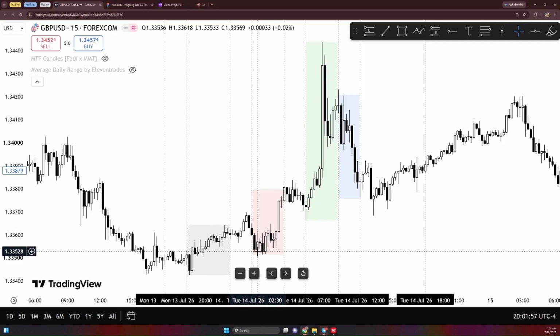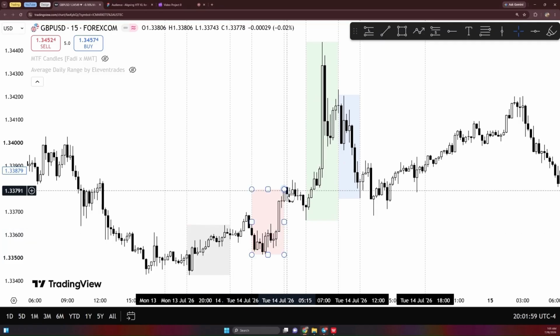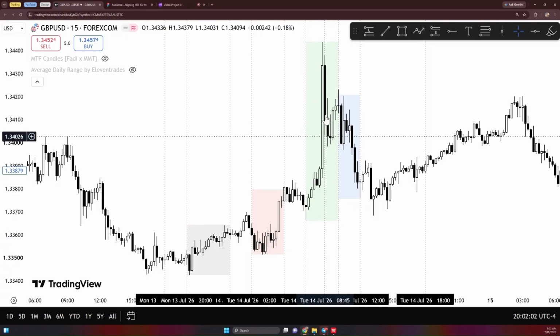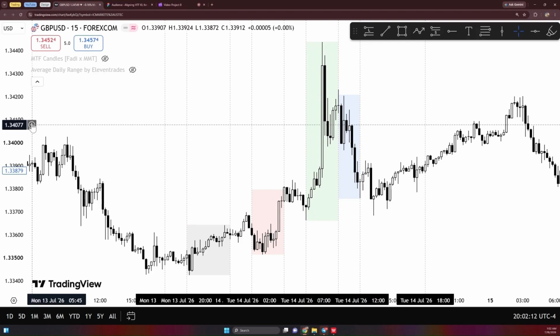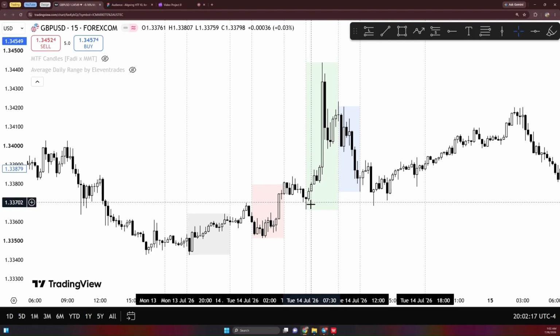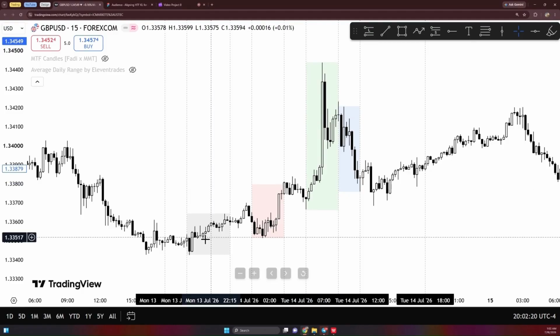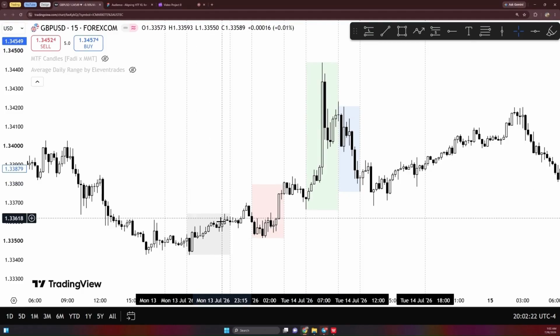In the London kill zone, we expanded. We had more of the moves during the New York AM kill zone, and then we had London close expand a bit lower. So you could see that the ideal time to have a position in these markets was during the kill zones because we could see expansive moves.